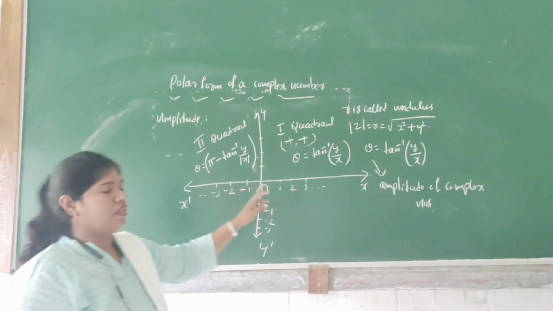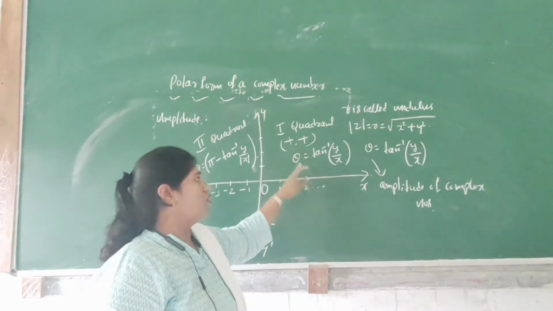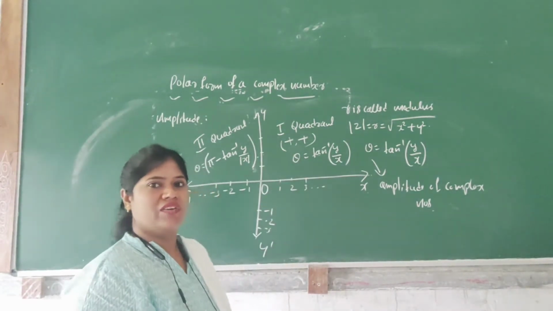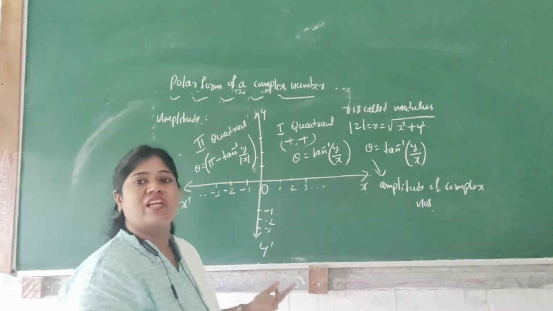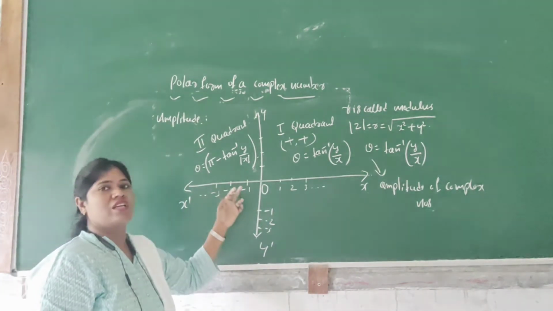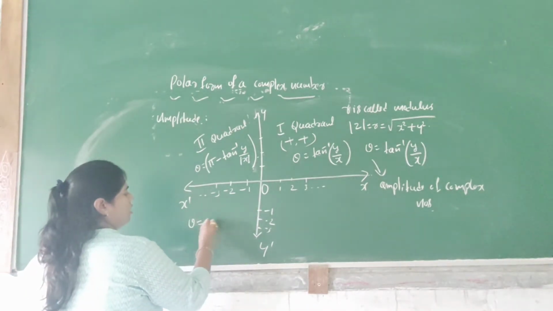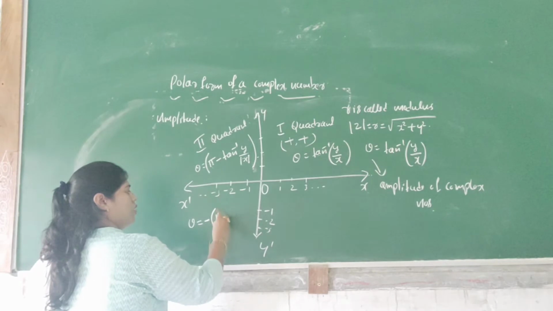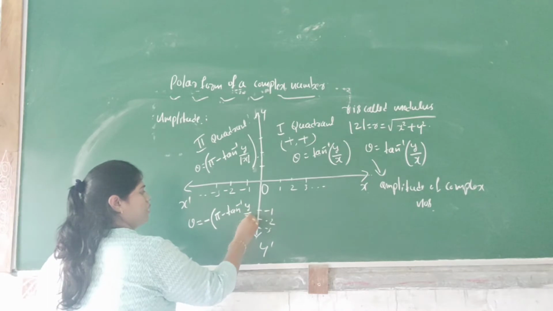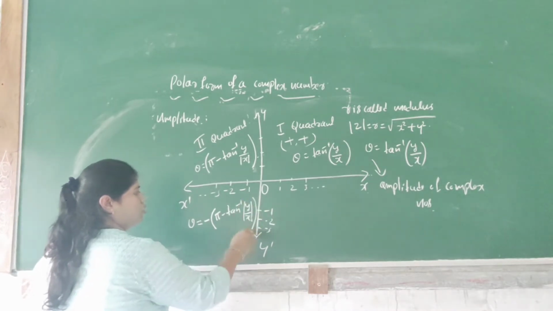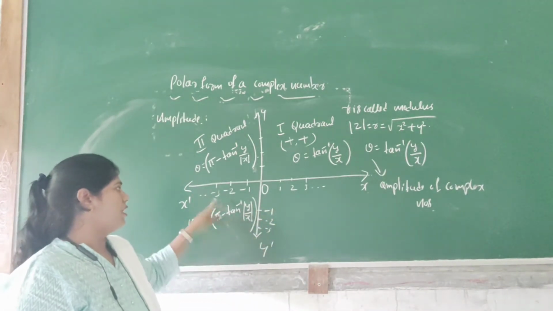So in the first quadrant, if the problem is in the first quadrant, you have to substitute theta is equal to tan inverse of y divided by x. If the complex number lies in the second quadrant, we have to substitute theta is equal to pi minus tan inverse of y divided by x. If it is in the third quadrant, minus of pi minus tan inverse of y divided by x. We have to put the modulus sign for both y and x, because both are negative here.